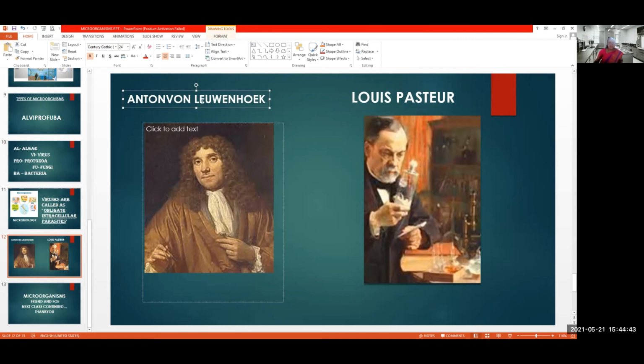Understood? Anton von Leeuwenhoek is called the founder of microbiology. Why is he called so? You have to find it out. And Louis Pasteur is called the father of microbiology. What are his works? He found many vaccines. And Anton von Leeuwenhoek was the first to find the microscope. In what way did he find it? How was the initial microscope? You can get many answers.